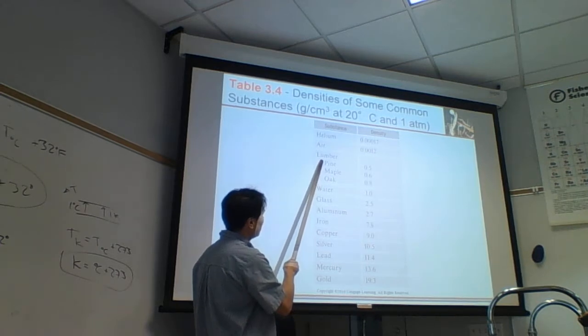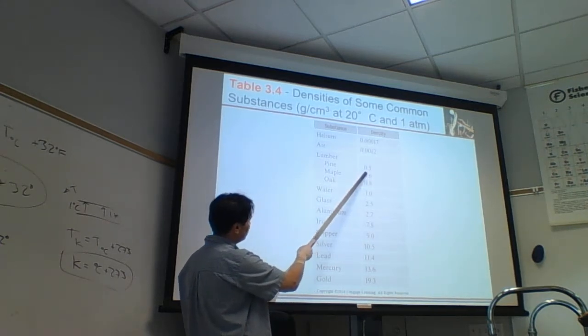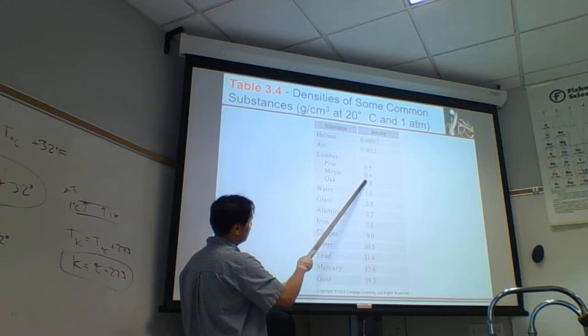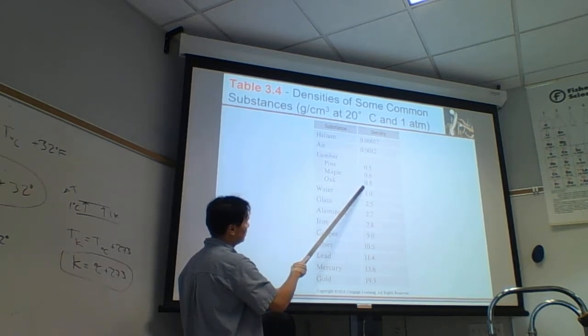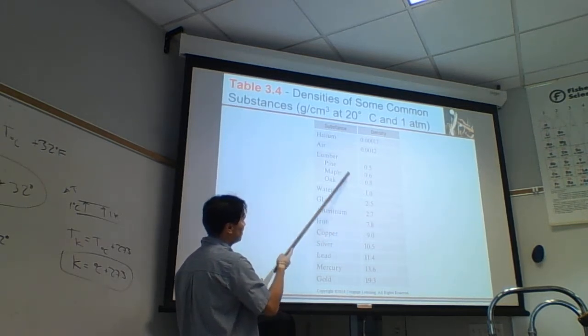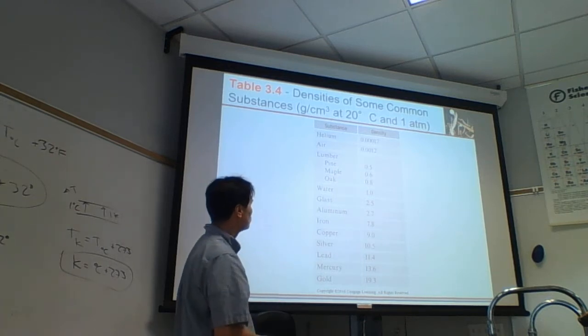I was wrong about pine. I said pine was 0.4. It's more than 0.5. Maple is a little harder wood, 0.6. Oak is 0.8. Oak's pretty dense. Pine's not very dense as far as wood goes.